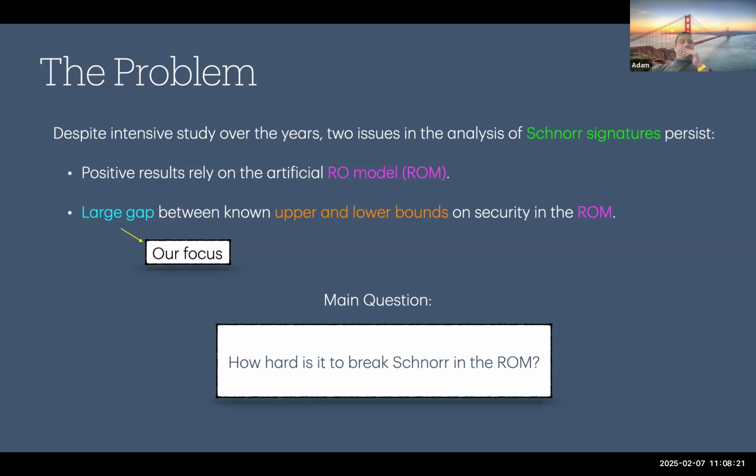And yeah, the main question is how hard is it to break Schnorr in the ROM? Ideally you want it to be as hard as breaking discrete log, but that's hard to prove.